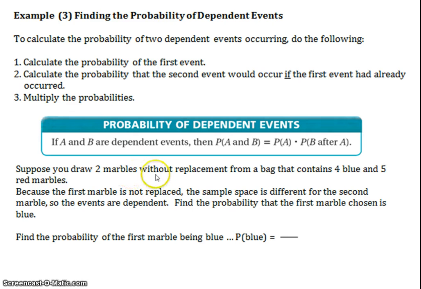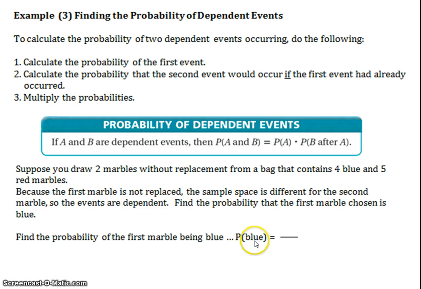Suppose you draw 2 marbles without replacement from a bag that contains 4 blue and 5 red marbles. Because the first marble is not replaced, the sample space is different for the second marble, so the events are dependent. Find the probability that the first marble chosen is blue.